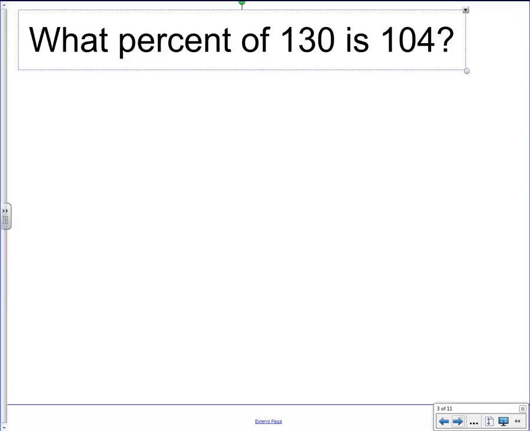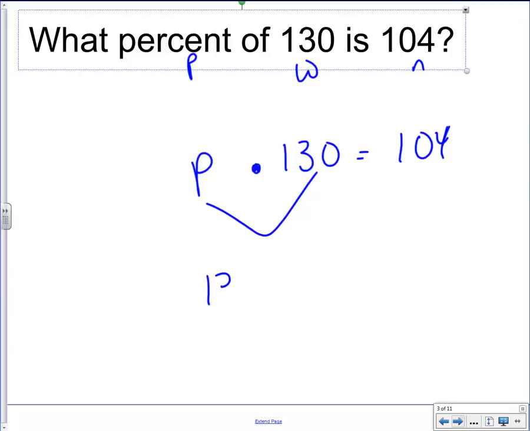So what percent? That means my percent is what I don't know. Of means multiply. 130 must be my whole because is here, and remember anything on the other side all by itself is my N, right? So there they are. Oops, sorry, it's 104. All right, so now we've got a problem where P is multiplied times 130. When I multiply a letter and a number together, they end up being the number first and the letter second, and they're touching. Touching implies that multiply has been happening. Equals 104.